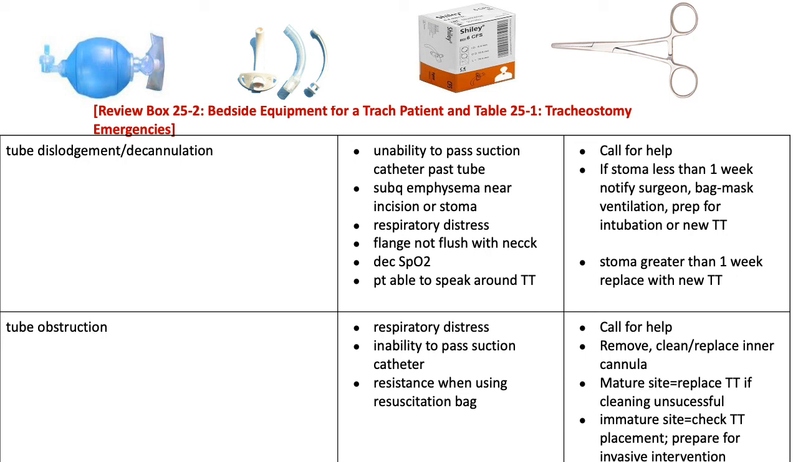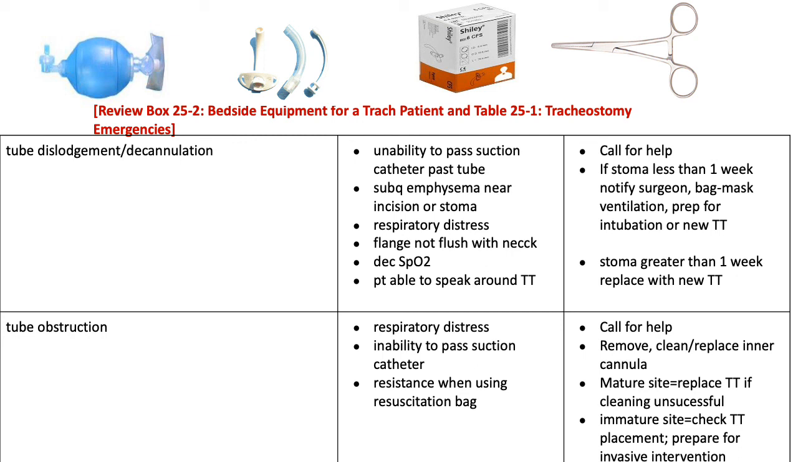Some of the signs and symptoms that may alert you to a partial tube dislodgement: the tube may just come out a little bit and it may lodge itself in the area in between the skin and the trachea. You may notice an inability to pass the suction catheter or pass the tube. The patient might have subcutaneous emphysema near the incision site or the stoma, where air gets trapped under the skin. The patient might have respiratory distress or increased work of breathing, changes in signs and symptoms of hypoxia.